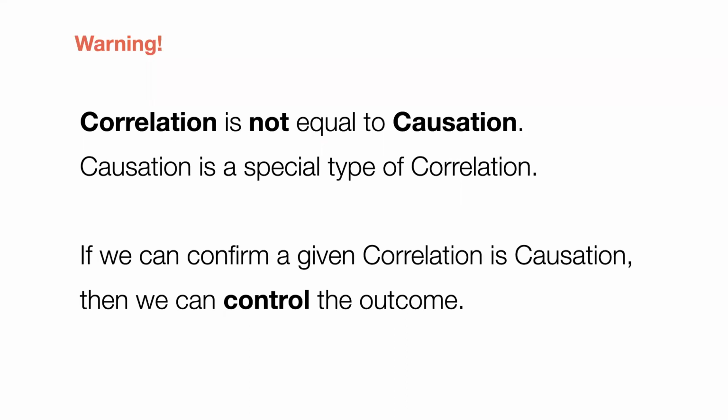But nonetheless, if we can confirm that a given correlation or association is causation, there's a way to test whether it is causation or not, then we can control the outcome. And that's the amazing thing. If we can control the outcome of the future, that's the ultimate goal. Any business can thrive, but that's not that easy. So that's why we are where we are.